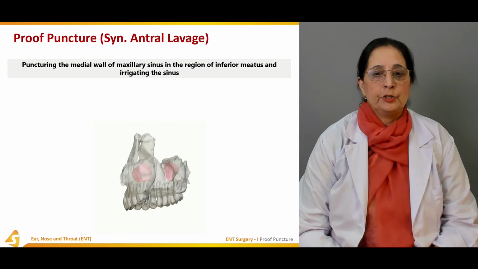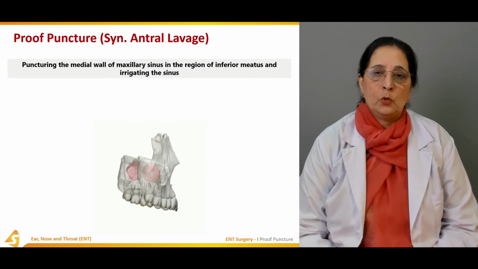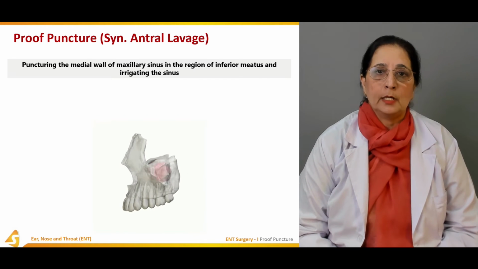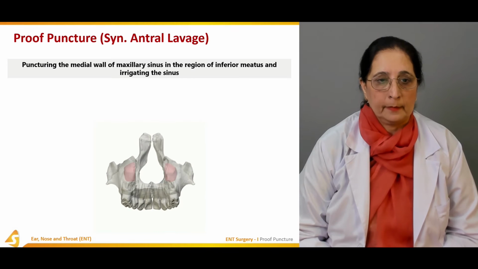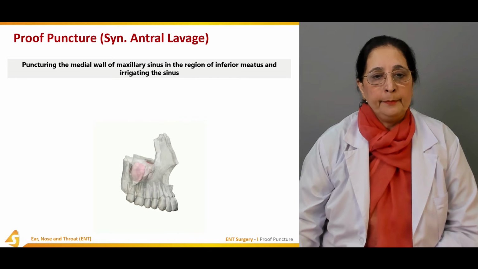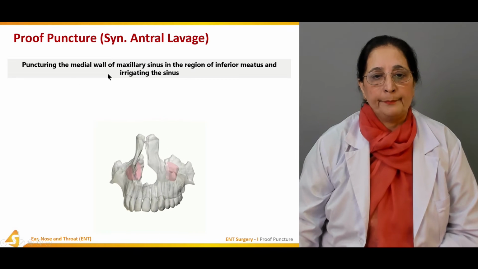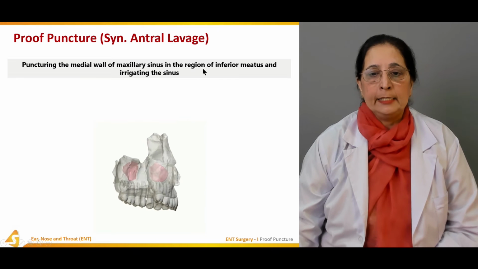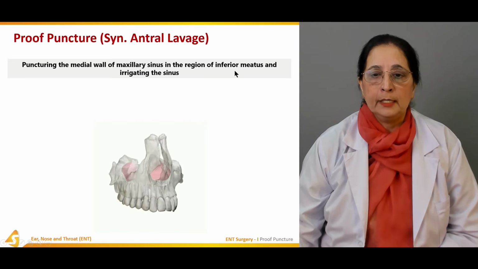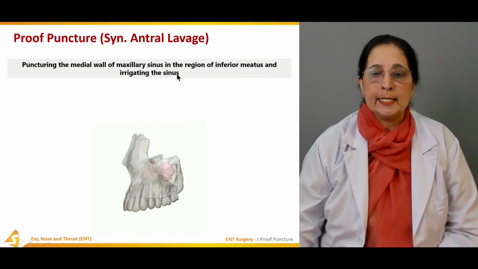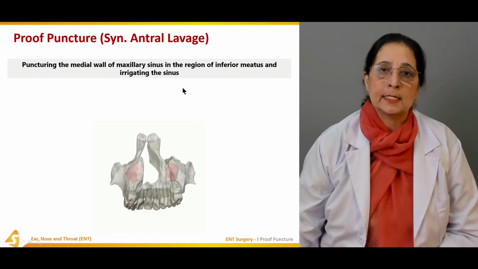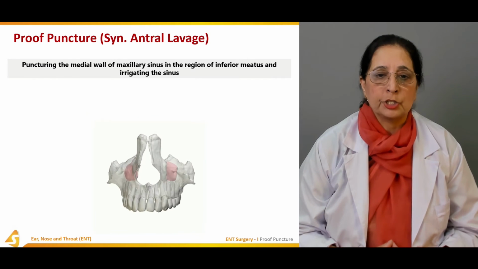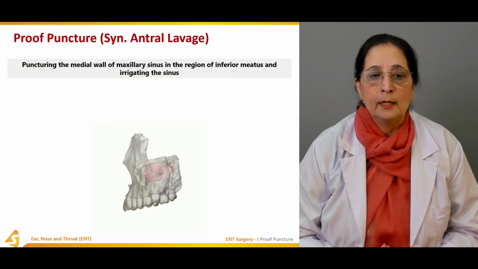So proof puncture is also known as the antral lavage. So antral lavage is the proof puncture. Puncturing the medial wall of maxillary sinus, the antrum, in the region of inferior meatus and irrigating the maxillary sinus is the procedure known as proof puncture or the antral lavage.